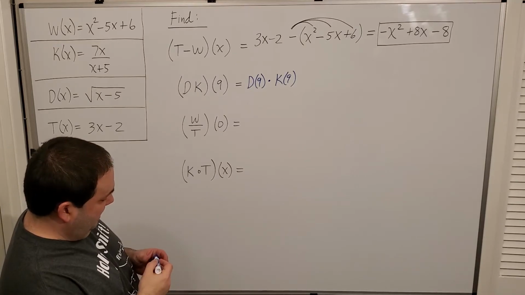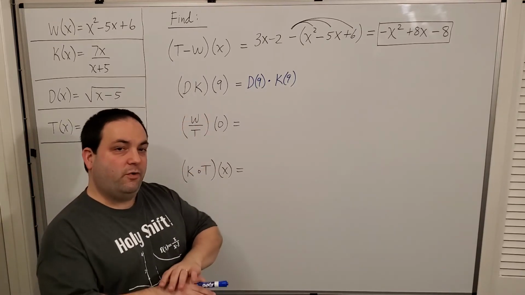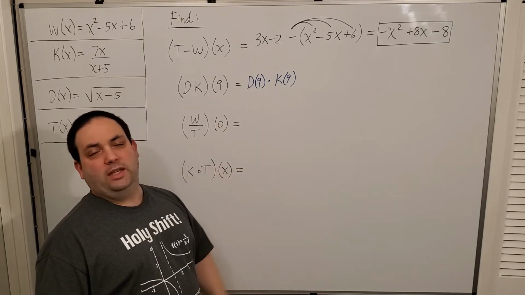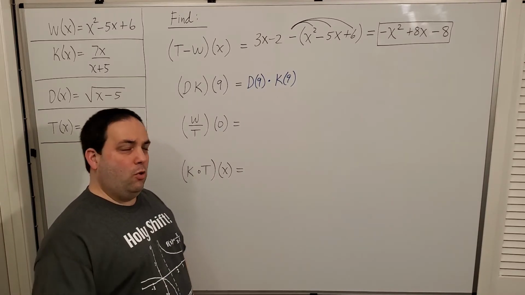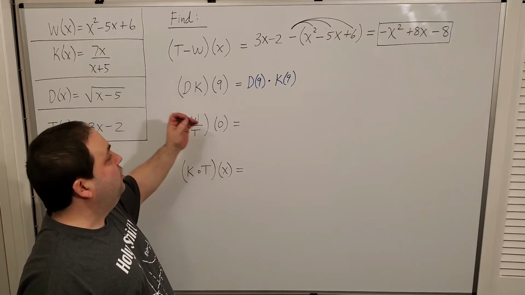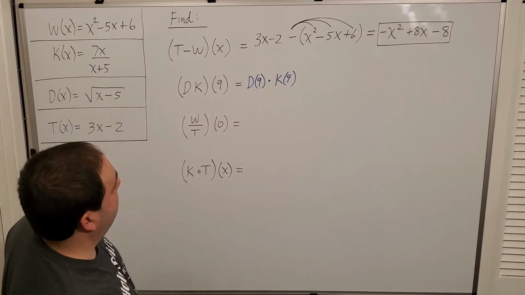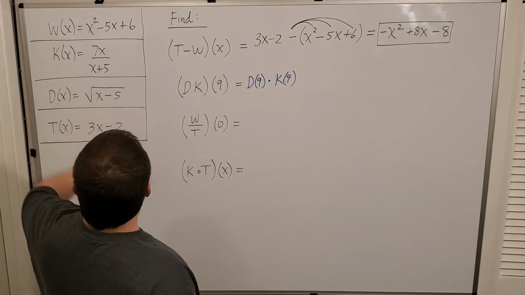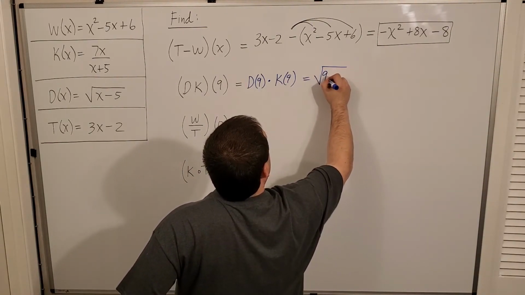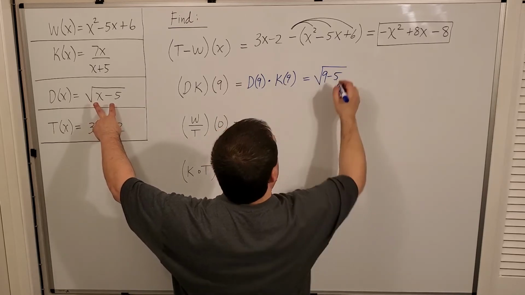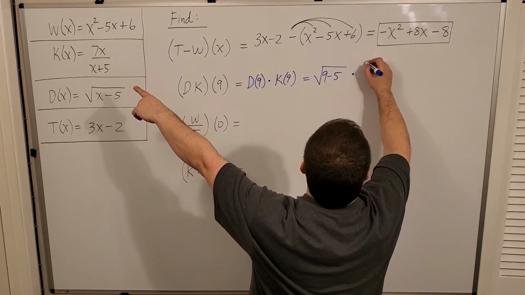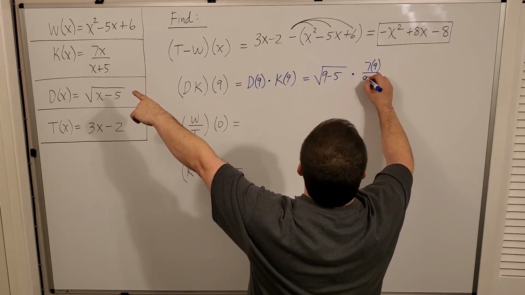Since I'm not using the dk function for anything else in our circumstance, it's easy enough to just do a couple of quick calculations and move on. If you were actually using the dk function for something bigger, and maybe you're researching whatever, then you'd want to create the function and then plug in 9. Here we don't need to do that. I'm just going to do d of 9, which is the square root of 9 minus 5, right, times k of 9, which is 7 times 9 over 9 plus 5.